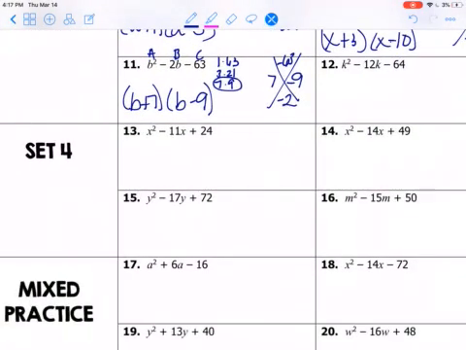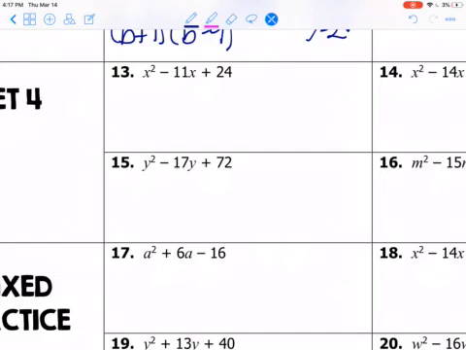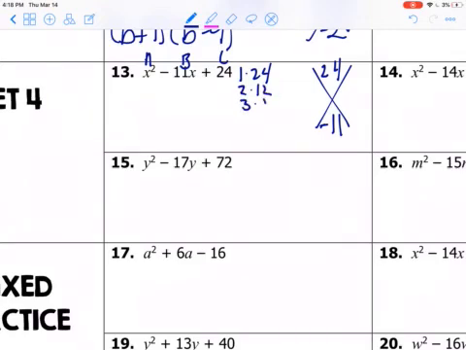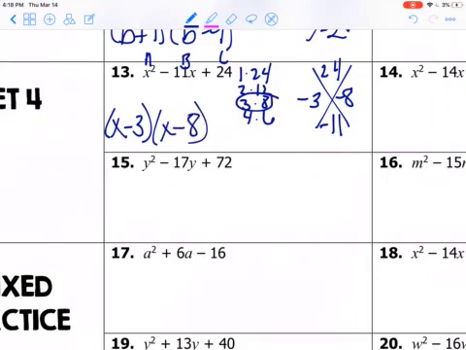Next set, again, it's just different signs. Let's go A, B, C. Things that multiply to be 24, that add or subtract to give us negative 11. So multiples of 24 would be 1 and 24, 2 and 12, 3 and 8, and 4 and 6. The only one that would give us 11 possibly would be 3 and 8. And in this case, when we multiply, we have a positive, but when we add, we have a negative. So they both need to be negative. So they're both subtraction.